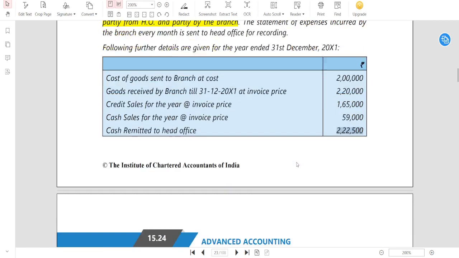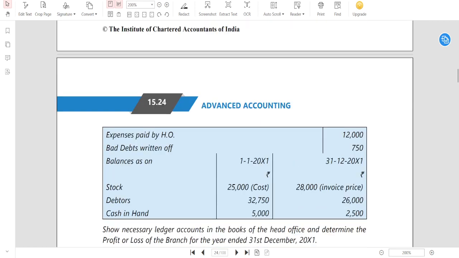Sir, next is that expenses paid by the HO, 12,000. So any expenses paid by the HO should definitely be adjusted where? It should be adjusted through the branch expense account. So branch expense account debit to cash HO.